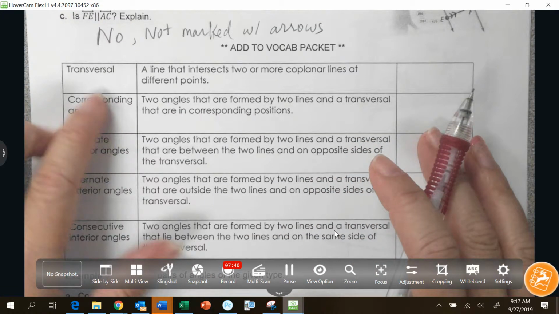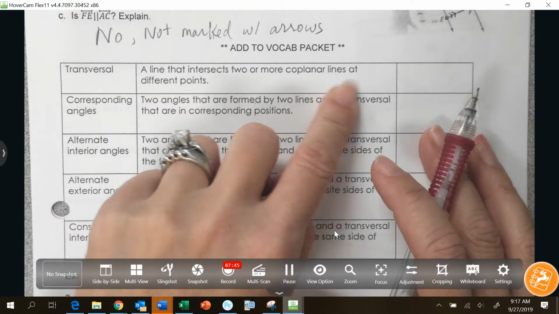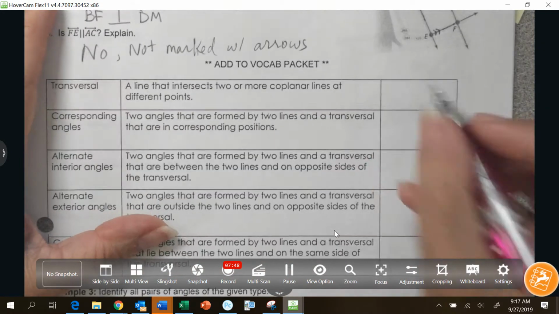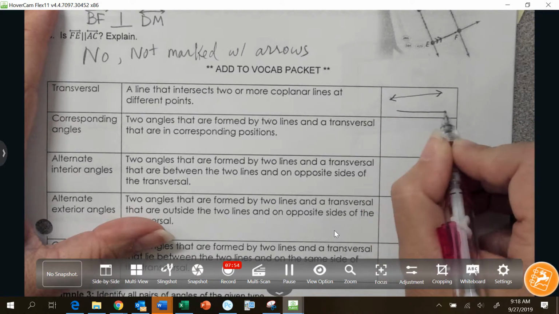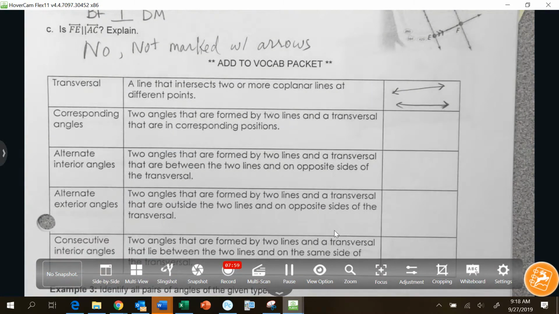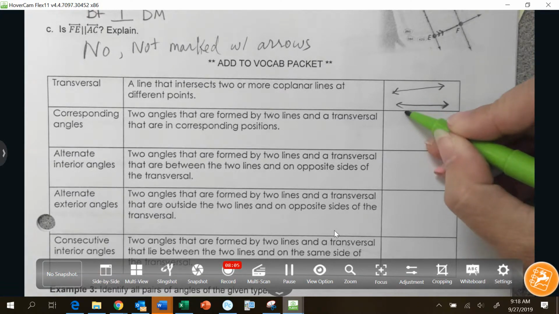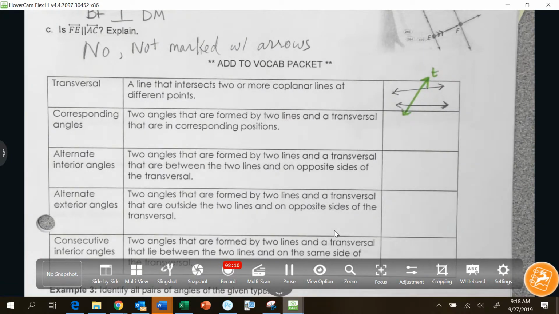The first one is the word transversal. A transversal is a line that intersects 2 or more coplanar lines at different points. So I'm going to draw 2 coplanar lines. You can tell they're coplanar because they're on my piece of paper, which is a plane. And then I'm going to draw a line that crosses through, that intersects both of these lines. And that will be my transversal. So I called my transversal line T for transversal. That's what a transversal is. It's a line that intersects 2 or more lines.